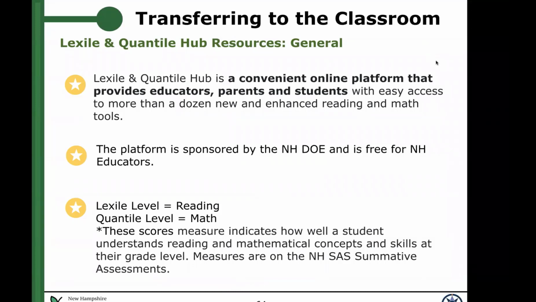With this as well, we would be remiss not to show you a little bit of information about that Lexile Quantile Hub. So this particular website is an online platform, and we're really showing it from an educator lens and showing you what you're able to do as a classroom teacher. So there's a lot of reading and math tools in there. It is sponsored by the DOE. Again, it's free. So I'll show you how to get there. I'll show you what it looks like a little bit.